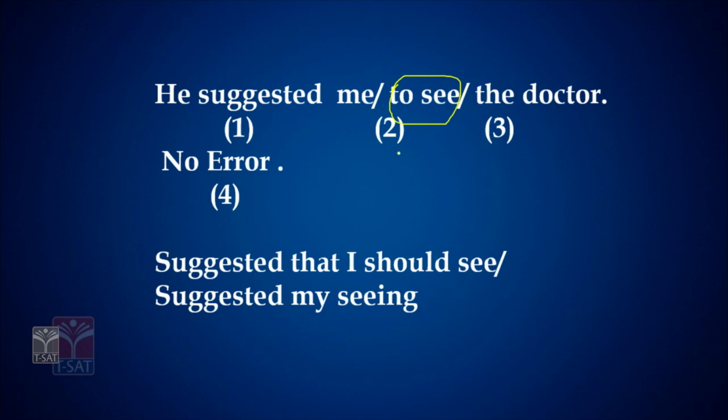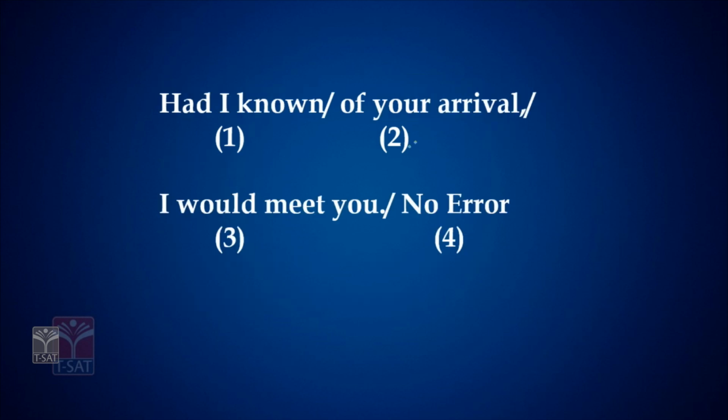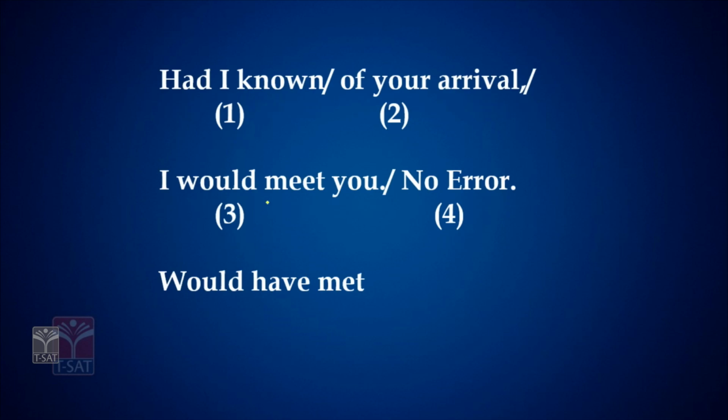So, slot number 2 has the error, and had I known of your arrival, I would meet you. This is the other way of conditional type 3, which is impossible. You can say if I had known of your arrival, I would have met you. The other way is, had I known of your arrival, I would have met you. So, here you can say, had I known of your arrival. If you say, had I known, there is nothing wrong with the word order. Of your arrival, I would meet you. The problem with I would meet, it should be I would have met you. So, problem with 3 here.